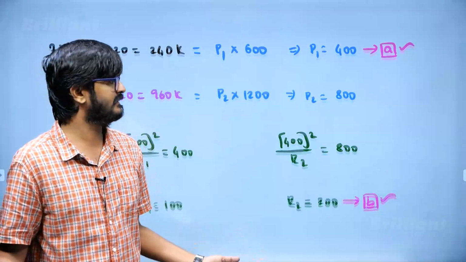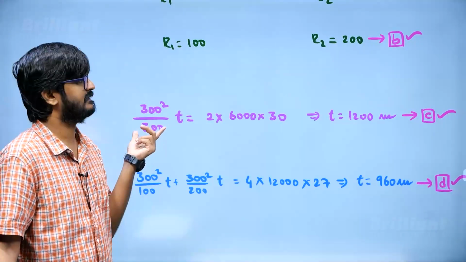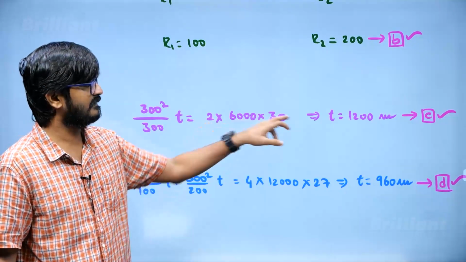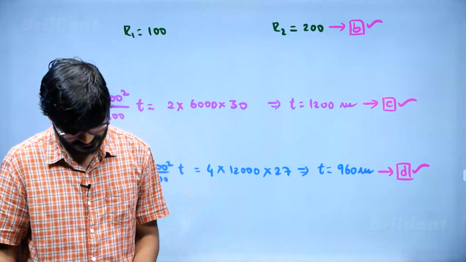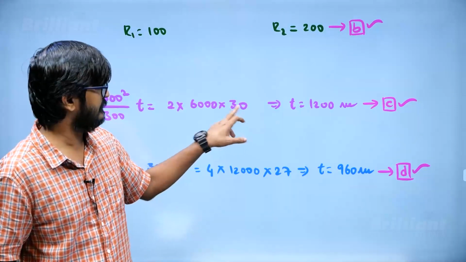Now when you connect them in series, what will be the power? V square by total resistance, which is 300, into T. This is power into T. Now that is equal to m s delta T, where you will get T as 1200 seconds, because they are saying the first liquid, 2 kg, 30 degrees, 600.